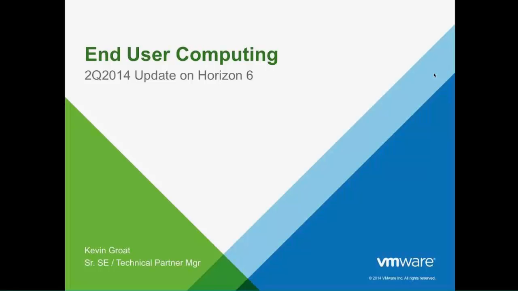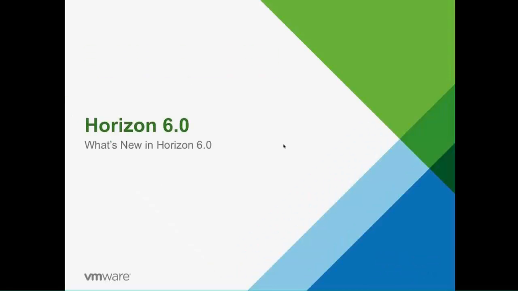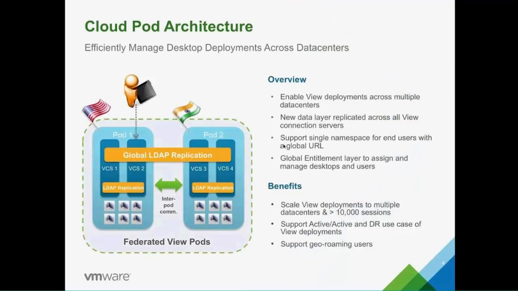So today we're going to be talking about end-user computing, specifically as it pertains to Horizon version 6.0. So what are we going to be talking about? So 6.0, what is new in Horizon 6? This one's kind of one of my favorites. In Horizon 6.0, we are introducing the idea of extending the cloud pod architecture.